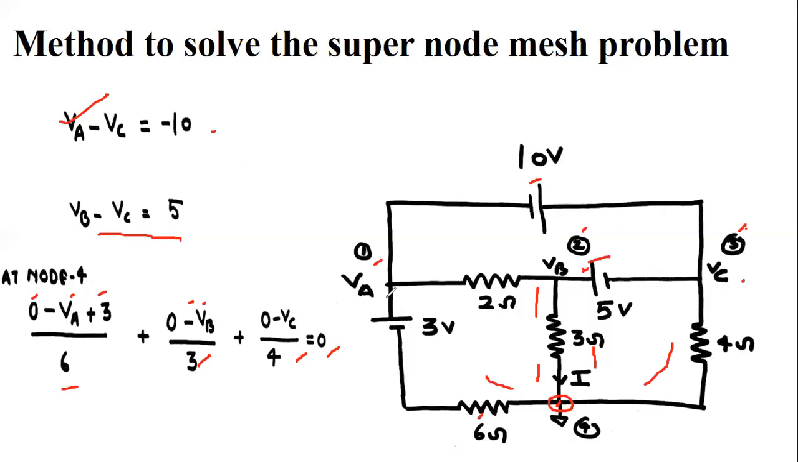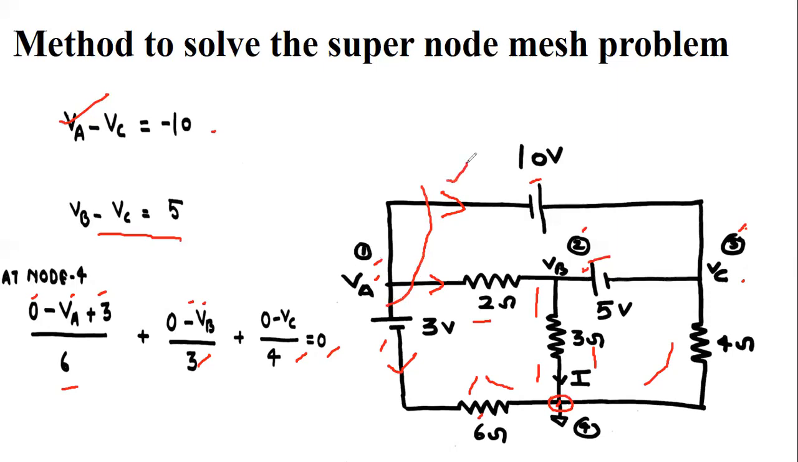Now suppose the question asks to find the value of this current, how can we calculate it? We have calculated the values of VA, VB and VC. So this current is (VA minus VB) upon 2, and we know this current is (VA minus 0) upon 6. When we know these two values, just make the equivalent sum of these three currents, and you can get the value of this current.